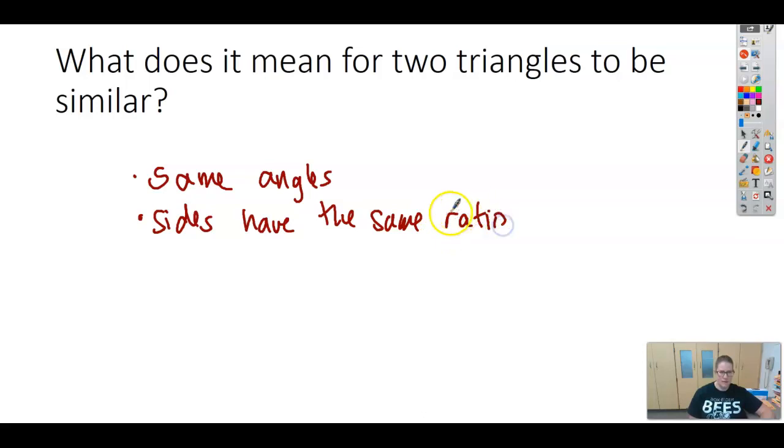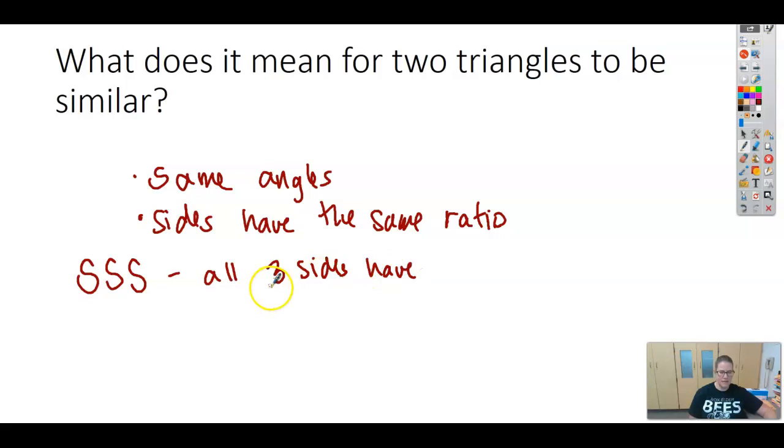Okay? So there are three tests that we can use to check for triangle similarity. In other words, if we don't know all the information about the triangle, we can use different tests. The first one is called side, side, side. If I know that all three sides have the same ratio, then I can say by side, side, side that the triangles are similar.